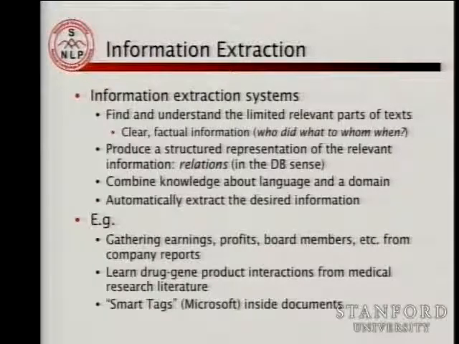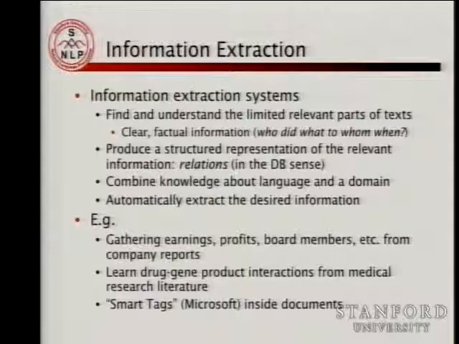Okay. And if you think about it, there are tons of things that people would like to do that you can think of as basically information extraction problems. So maybe I want to collect company information from all of those forms they have to file for the SEC. I want to find out for a company what its earnings are, what its profit is, and all those other numbers that people report, like book value. Then I might want to get out different kinds of relations, n-ary relations, such as all of the members of the board of that company.